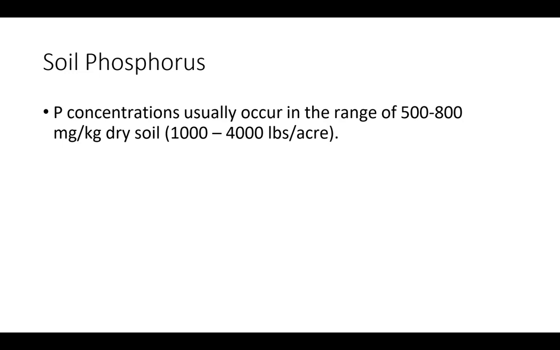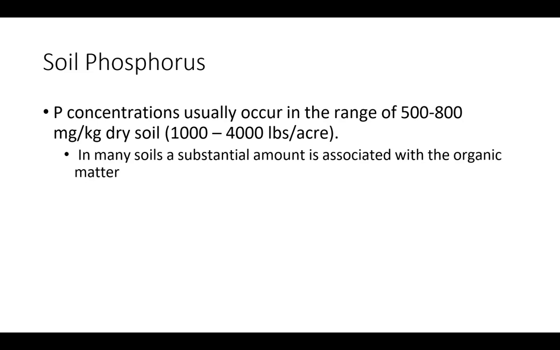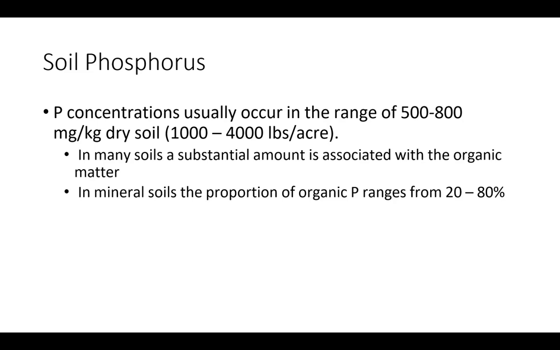This is a very large amount of material compared to some of the other elements. In many soils, a substantial amount is associated with the organic matter. This is an anion. Therefore, the organic matter tends to have a lot of charge that can hold it in place. Some of it goes back into the soil from decomposing organic matter. In mineral soils, the proportion of organic phosphorus ranges from 20 to 80%. This could be a significant amount of what you have in the soil.